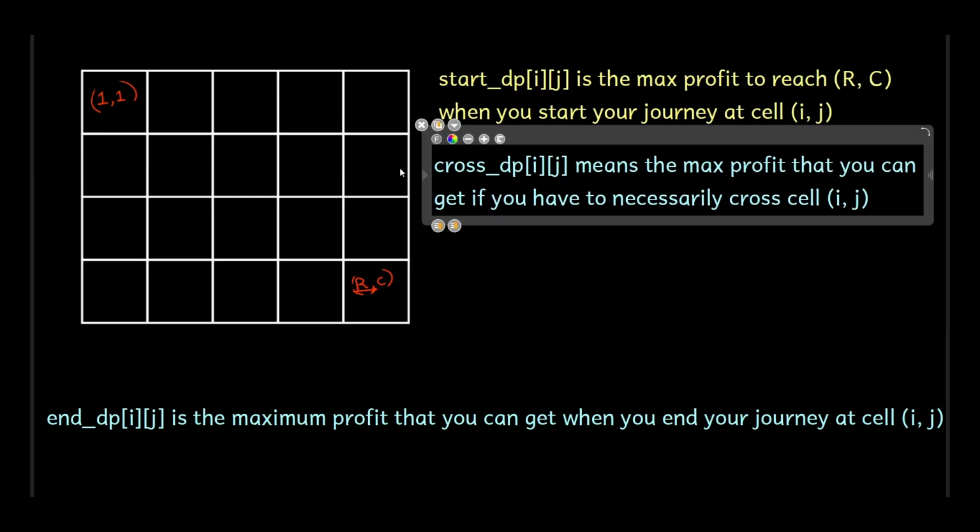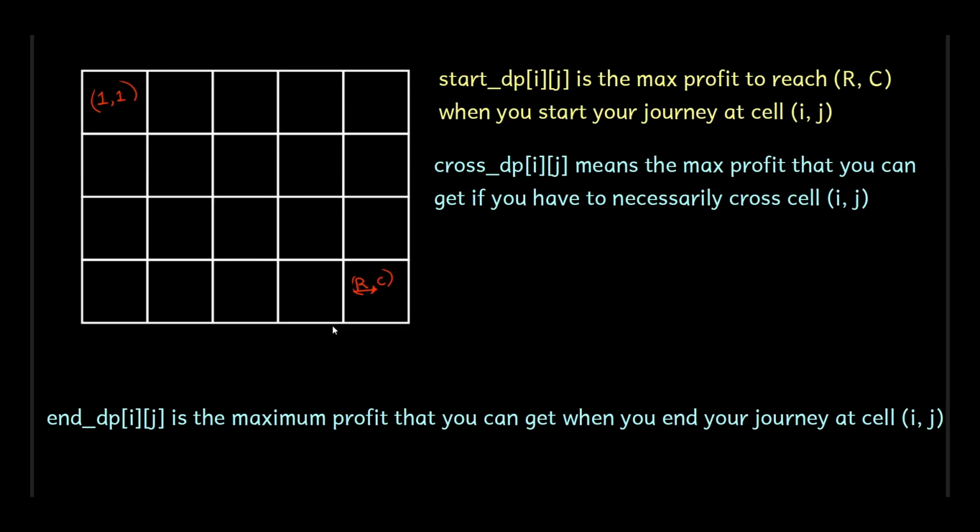So the DP transition for start DP and end DP was easy, but how do you figure out the answer for cross DP? You will realize this cross DP is nothing but, since this is just a milestone in your journey, you would want to maximize the profit before you reach this milestone, and you want to maximize the profit after you started your journey again from your milestone.